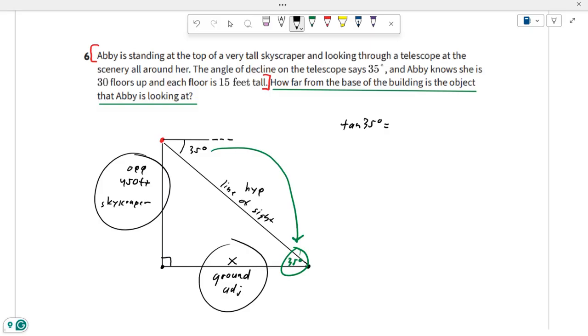So, tangent of my angle, 35 degrees. Now the definition for tangent is opposite, which in this case is 450, over adjacent, which I've labeled as x. We want to get our unknown by itself, so x times tangent of 35 equals 450. That gets it out of the denominator. We want to divide by tangent of 35. We're dividing because x is being multiplied by the tangent of 35. So to undo multiplication, you use division. So x equals 450 divided by the tangent of 35.